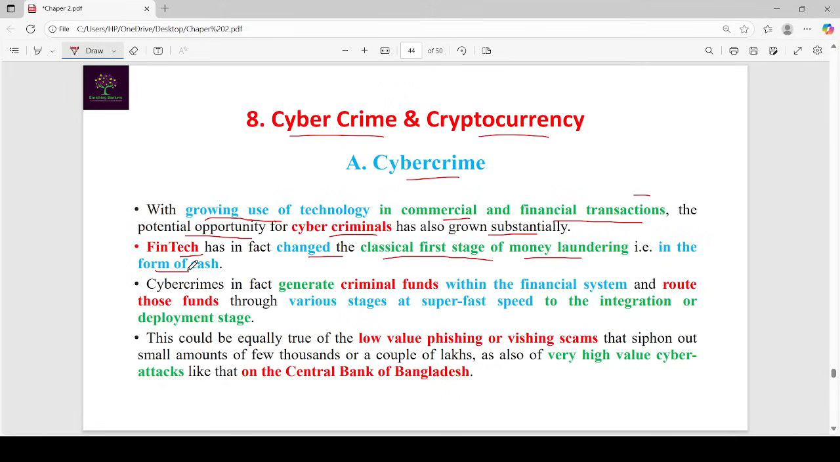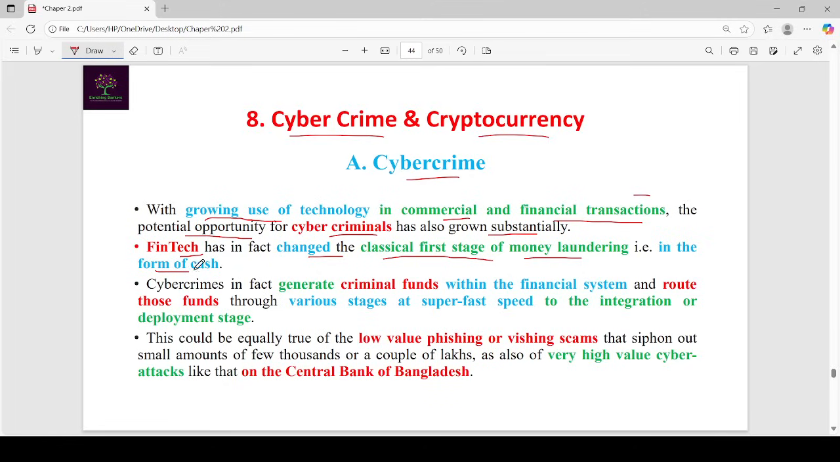Financial technology changed that classical physical placement stage, because cyber criminals are not physically placing their illegal funds.